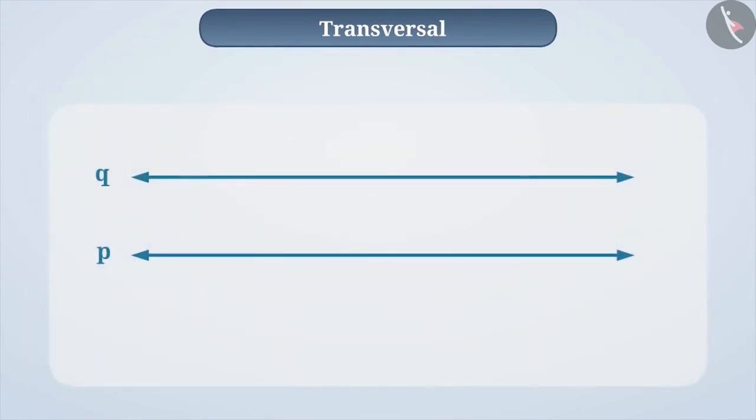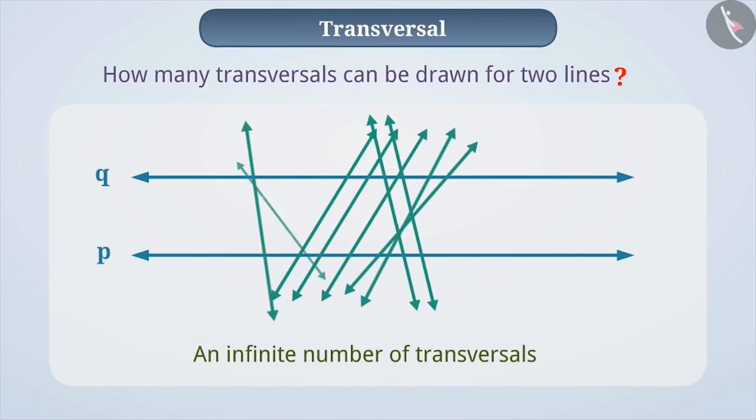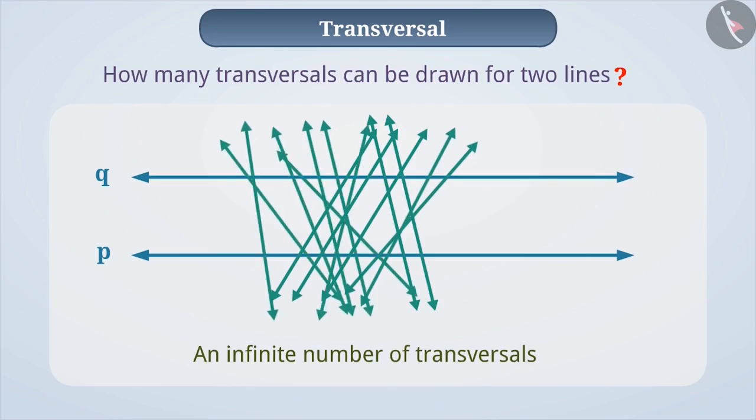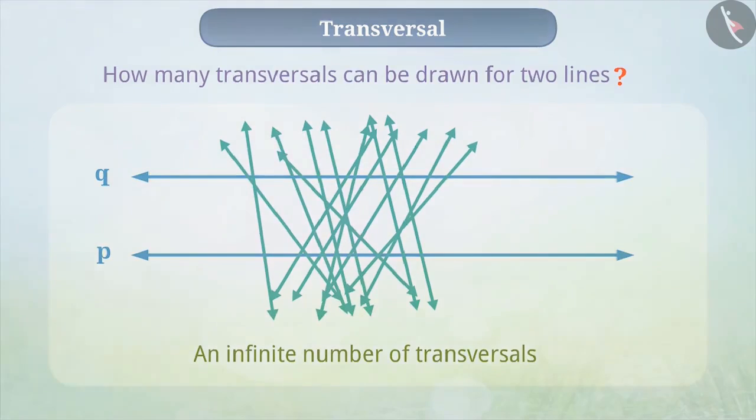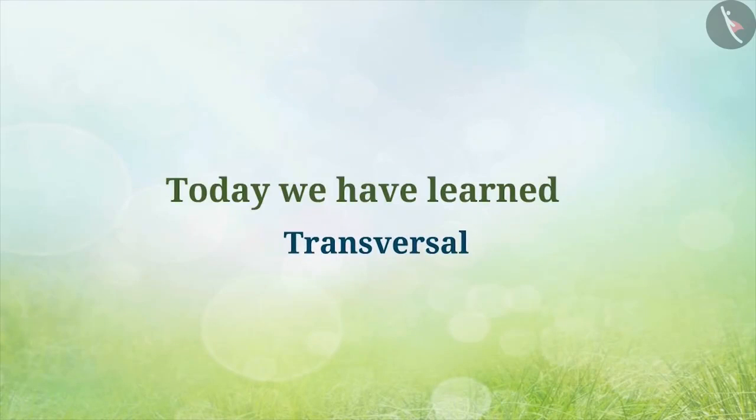Now just think, how many transversals can be drawn for 2 lines? Let me tell you. The lines extend infinitely on both sides. Therefore, we can draw an infinite number of transversal lines for these 2 lines. With this, you might have understood the concept of transversal very well. Today we have learned about transversal. In the next video, we will discuss the angles formed by a transversal.